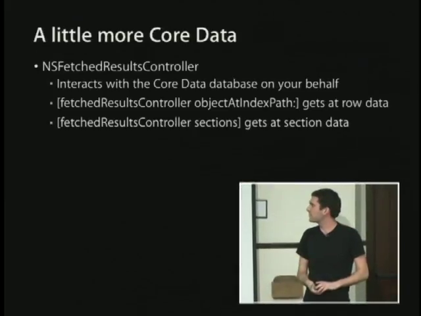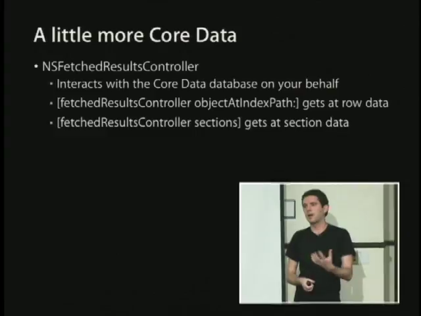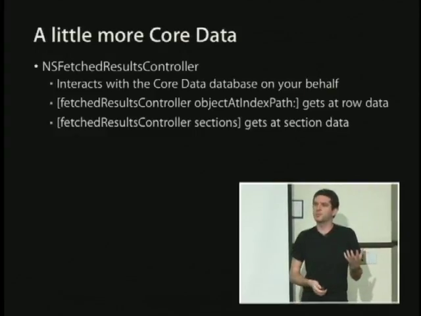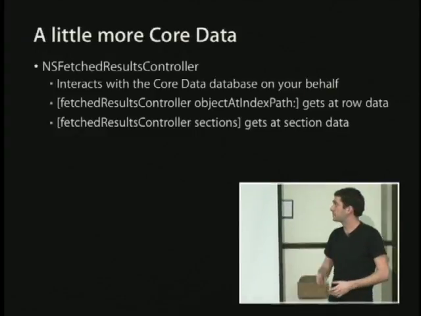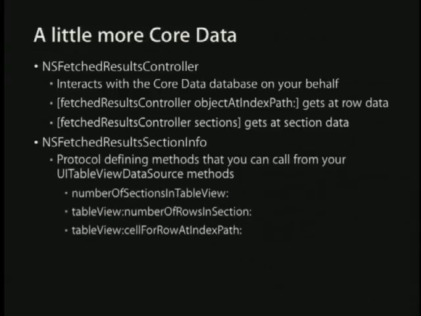And then the second interesting thing on NSFetchedResultsController itself is the sections method, which returns you an NSArray of section objects. And those are objects that respond to another protocol defined in the same header. And that's the NSFetchedResultsSectionInfo protocol. This protocol defines a few methods that are interesting for answering some of the questions that UITableView is going to ask of its data source.